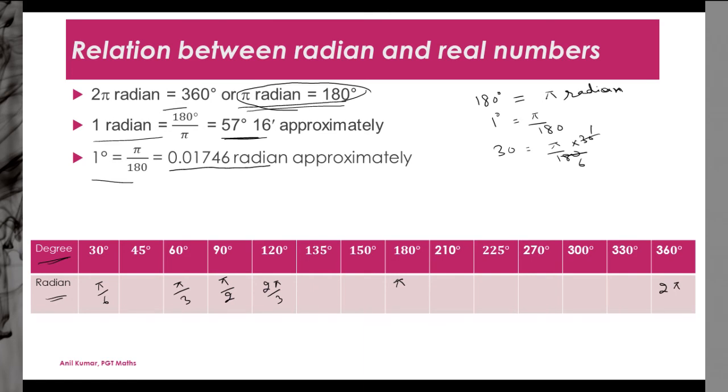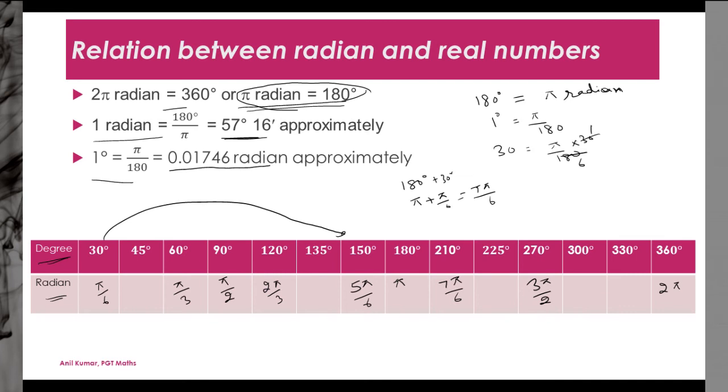Now what else can we write down? 30 and 150, it is 5 times. So 5 times of 30 degree, 5 times of pi by 6, 5 pi by 6. 210 means 180 degree plus 30 degree. What is 180 degree? Pi. 30 degree is pi by 6. So it will become 7 pi by 6. Now 270 degree: we can find 210 plus 60 degree one way, or we can find 3 times of 90. So 3 pi by 2.